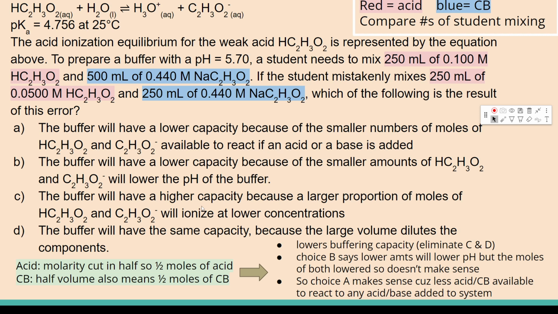And so for C and D, we're talking about capacity. Well, in this case, we're lowering the capacity because we have half the moles available. Think about the example from earlier. So that's why we're eliminating C and D.